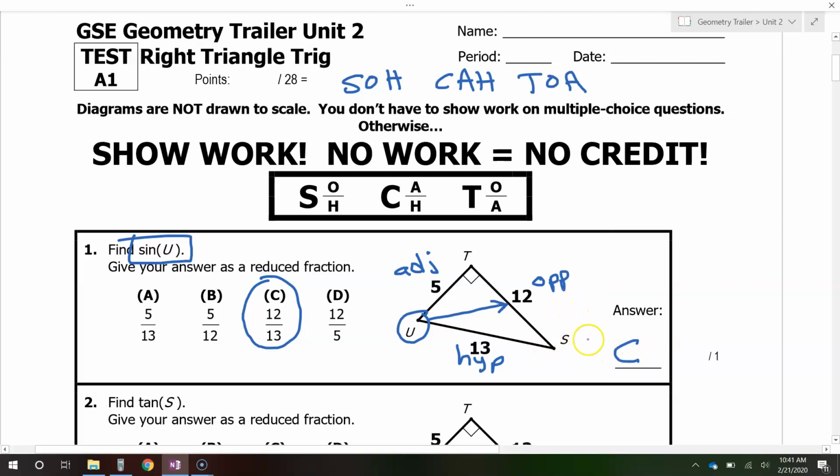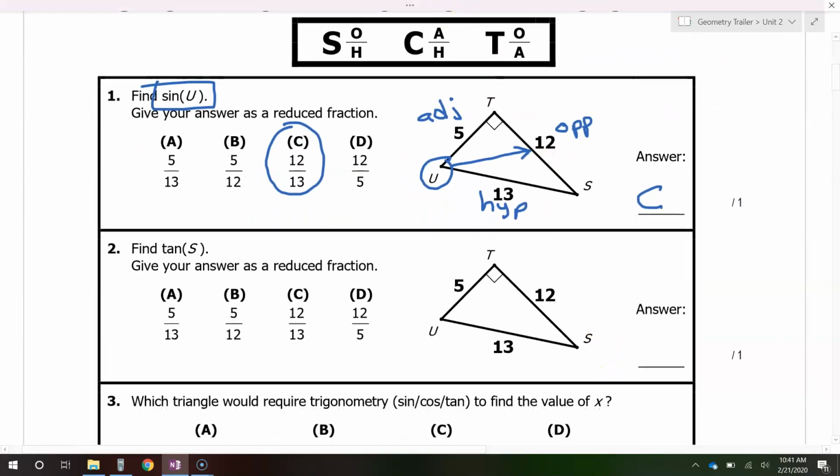Okay, problem number 2. Find the tangent of angle S. Again, we start with the hypotenuse. Circle the angle that you're talking about. This time it's S. Draw yourself an arrow. That will tell you the opposite side. The other side is the adjacent side. Now, tangent is opposite over adjacent. So that's going to be 5 over 12, which is B.